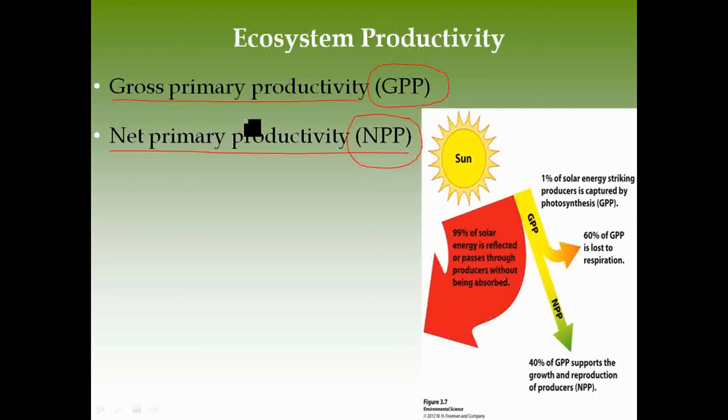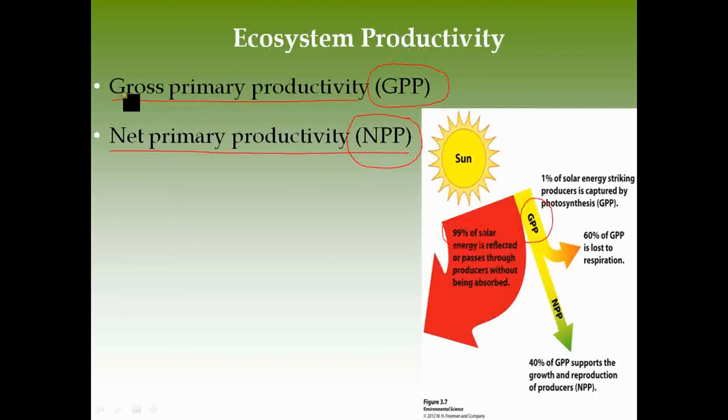Gross primary productivity is all of the energy in the ecosystem. The sun's rays come down, and notice that 1% of the solar energy striking the producers is captured. So right off the bat, we have a grossly inefficient system. 99% of the energy from the sun doesn't get used by anything at all. But 1% does do photosynthesis.